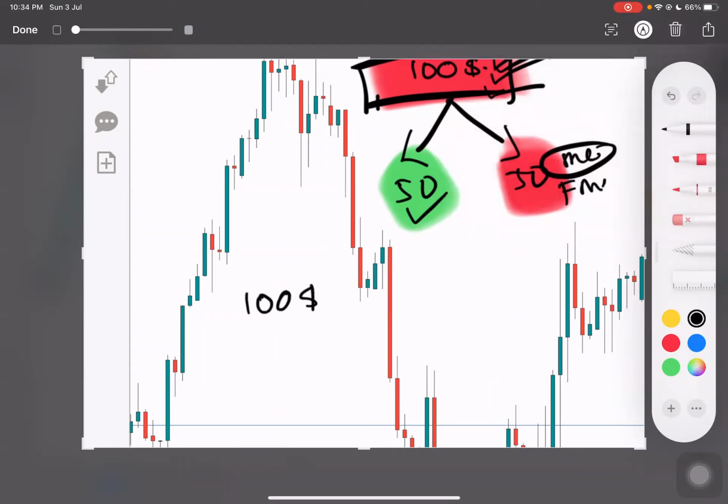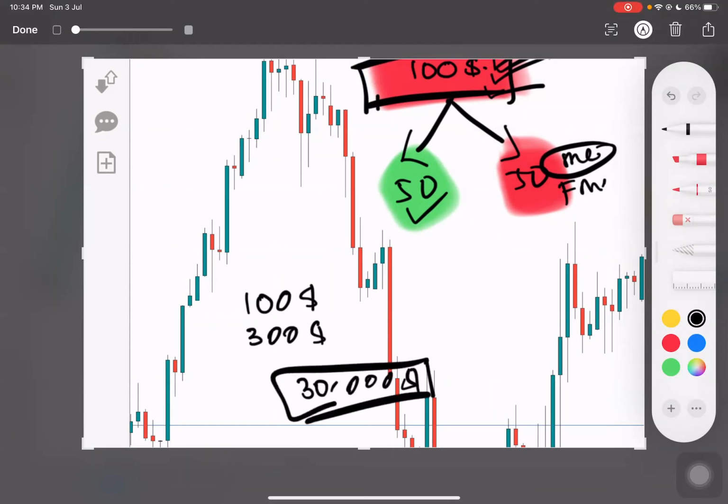100 USD or maybe 300 USD or something like that. Don't open a demo account with 30,000 USD. Of course you're not going to feel anything, because with 30,000, who would deposit such an amount? No one will deposit that much money. So try first with 100 USD or 300 USD.